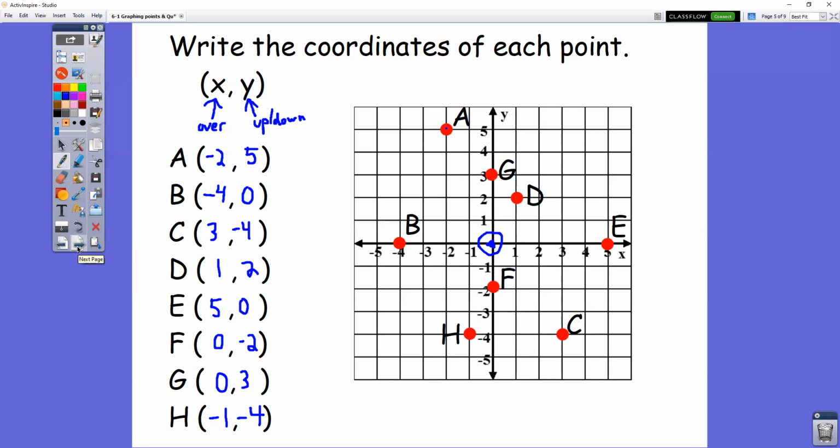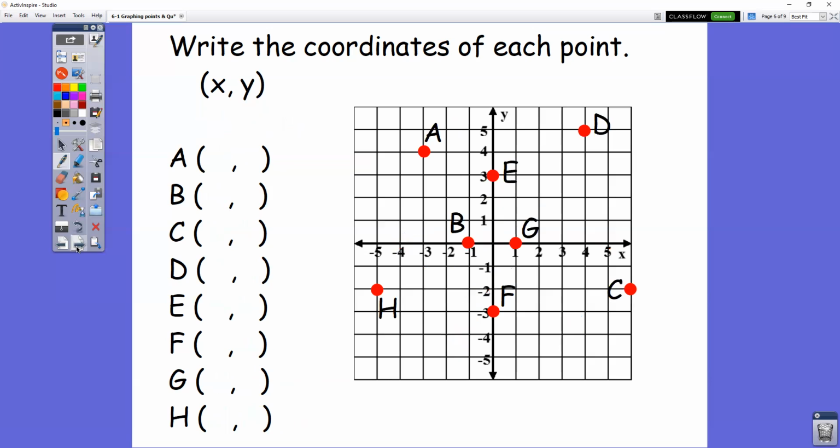So what I would like you to do is, on a piece of paper, write down A, B, C, D, E, F, G, H, and I would like you to try these 8 questions, please. All right, write down the coordinates of each one. I'm going to give you about 1 minute to do this, and then I will go over them. So go ahead and try and write down the coordinates of these 8 points, please.